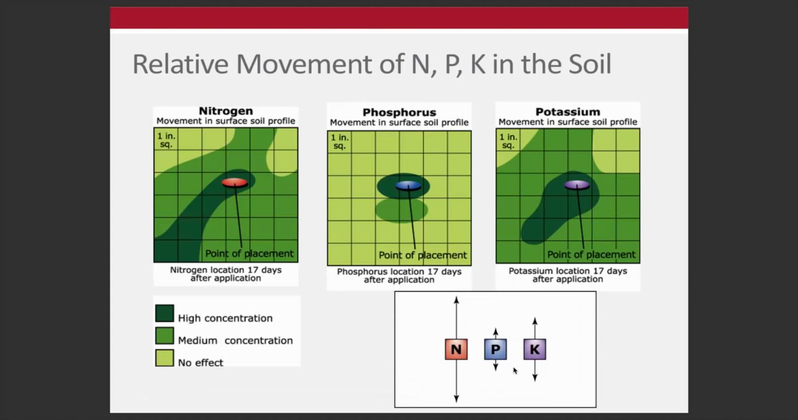This is showing the same thing from a nutrient management perspective. If we band nitrogen fertilizer in the soil, represented as up and then down, how much movement are we going to see? Nitrogen will move a lot, phosphorus little, and potassium a medium extent, okay?